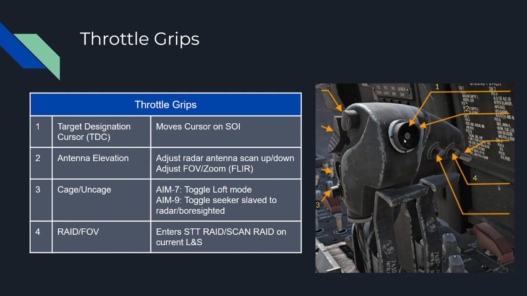Your cage uncage switch, which is that guy out there, on your AIM-7, is going to toggle the loft mode, whether it lofts automatically or doesn't. And on your AIM-9, it's going to toggle the seeker slave to the radar or boresighted, or I think not linked to the radar at all. Honestly, I've had issues with it behaving properly. I prefer to just not use the radar while using AIM-9s because of this weird behavior that I've observed. And finally, your RAID FOV switch. That's going to enter STT RAID, one look RAID, or scan RAID on the currently locked launch and steer that you've selected on the radar format.